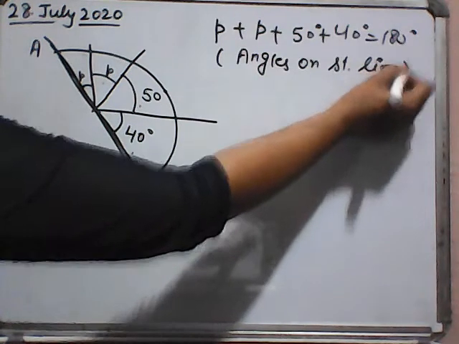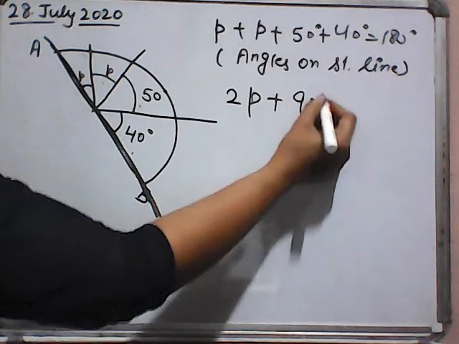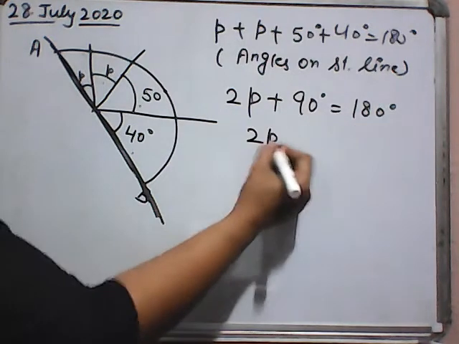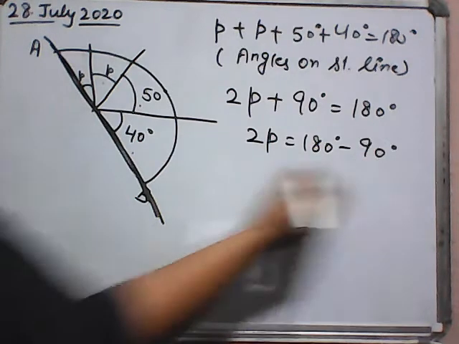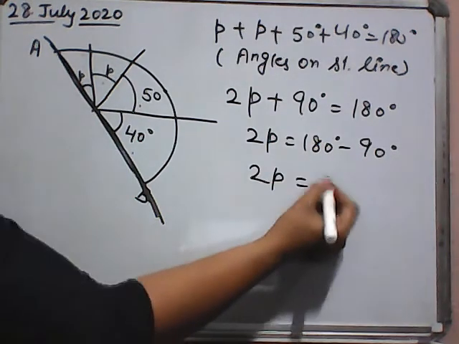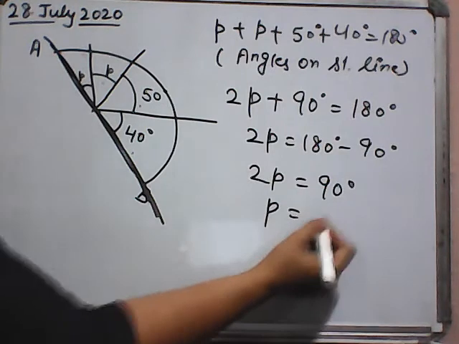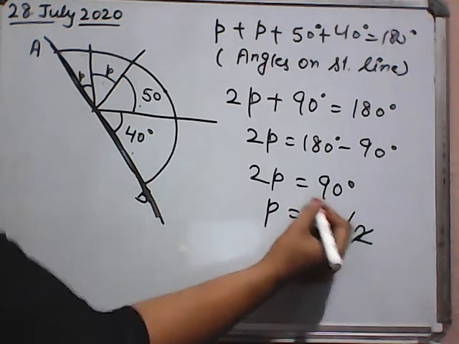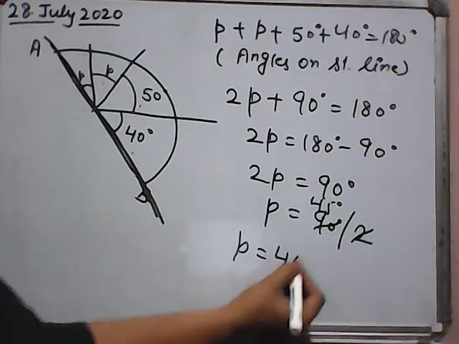p plus p is 2p, plus 50 plus 40 is 90 degree, which is equal to 180 degree. 2p is equal to 180 degree minus 90 degree. 180 degree minus 90 degree is 90 degree. Here 2 is a multiplier. So p is equal to 90 degree divided by 2. It cancels out to 45 degree. Now what is the value of p? 45 degree.